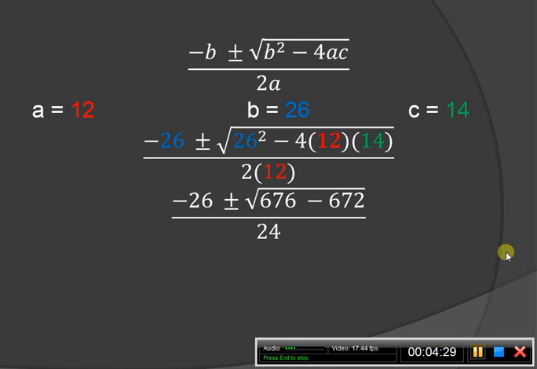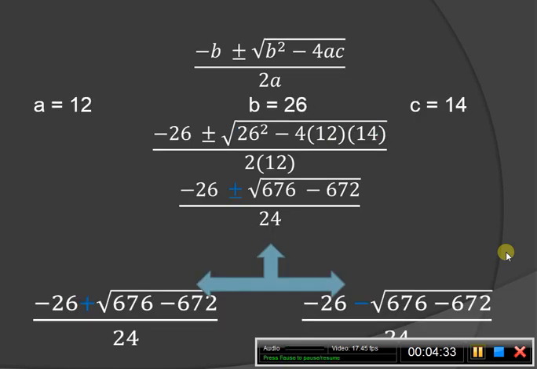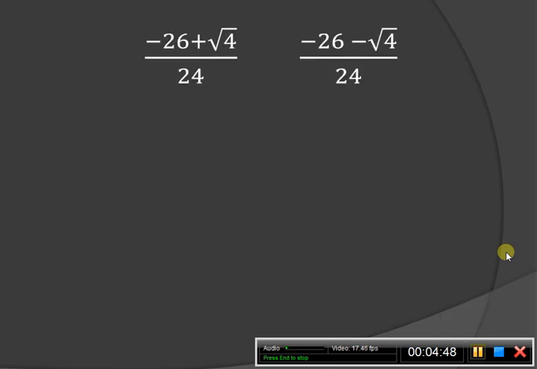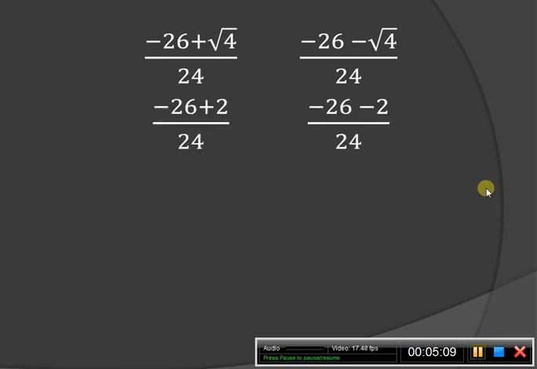all divided by 24. This now splits into minus 26 plus the square root of 676 minus 672 divided by 24, or minus 26 minus the square root of 676 minus 672 all over 24. This then gives us minus 26 plus the square root of 4 divided by 24, or minus 26 minus the square root of 4 divided by 24. We then get minus 26 plus 2 divided by 24, or minus 26 minus 2 divided by 24.